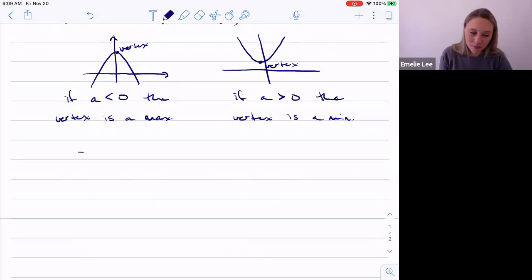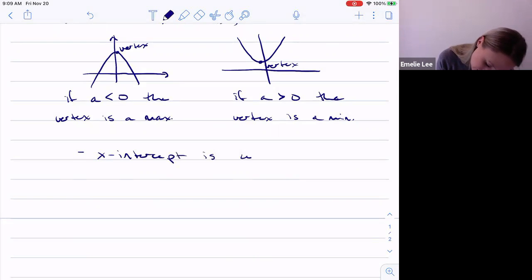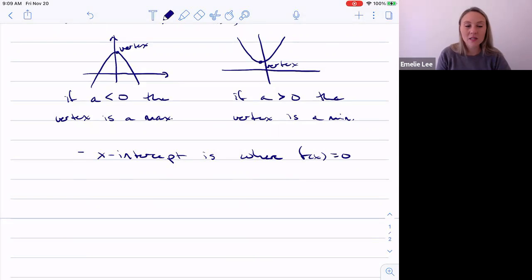The y-intercept, right? Or let's start with the x-intercepts because they're harder. So the x-intercept is where f of x equals 0, right? So solve for x. Those are where y equals 0. That's your x-intercept.